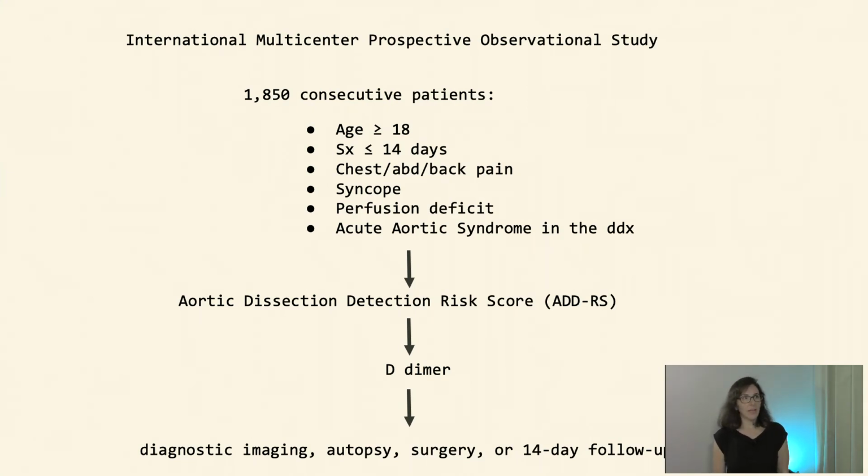They enrolled 1,850 consecutive patients with the same inclusion criteria as for that original Rogers aortic dissection detection risk score paper, and 6 hospitals, 4 countries, 2 years. They calculated the aortic dissection detection risk score for all of these patients. They obtained a D-dimer in all of these patients, and then all of them got either diagnostic imaging, autopsy, surgery, or 14-day follow-up.